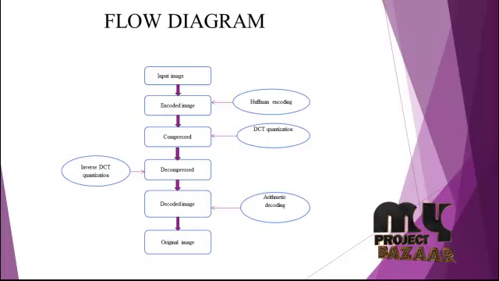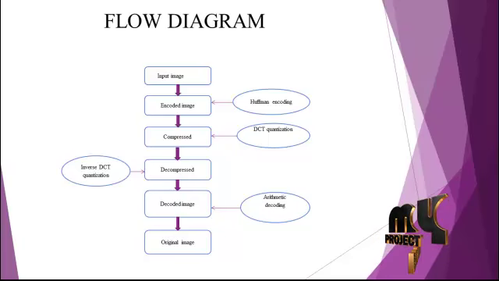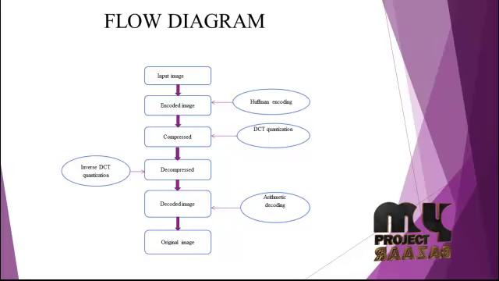After the encoding process, we have to compress the encoded image. That is, the original image size will be reduced by using DCT quantization. The DCT means discrete cosine transform. The main advantage of compression is to reduce our size as well as memory space.